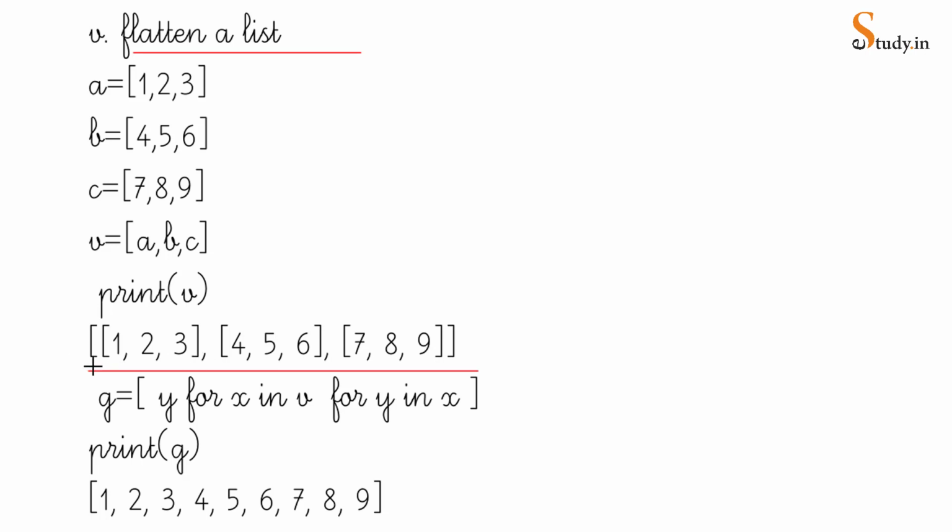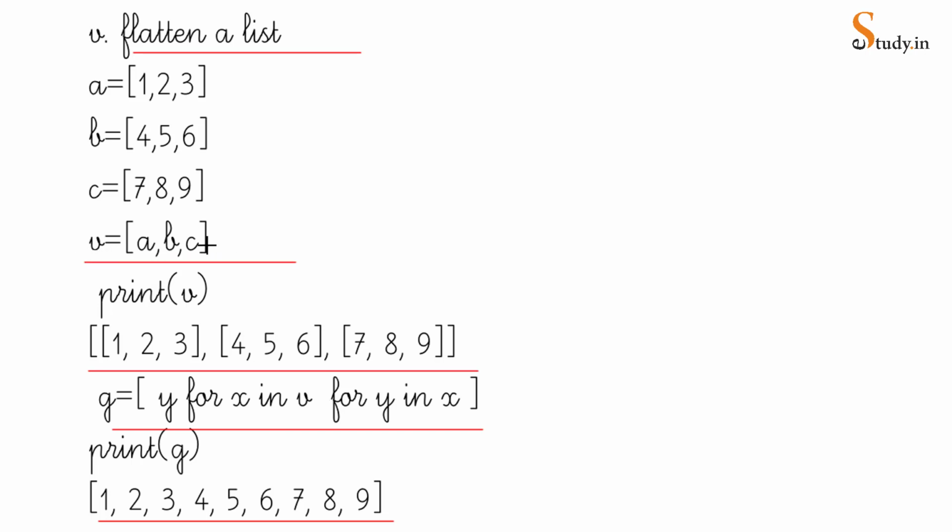Then what we are doing is we want to flatten this list. What is the meaning of flattening here? It means that instead of having 3 different lists, the final output would be like this, where we have a single list with just all these numbers. That is called flattening a list. So the list comprehension for that would be, now you see, G is equal to Y for X in V.